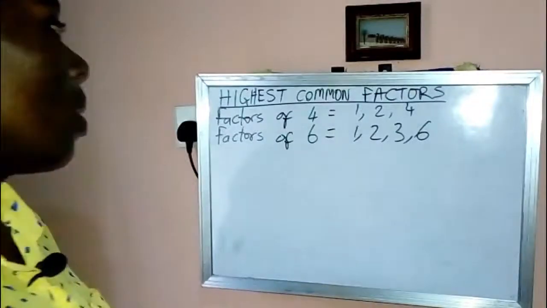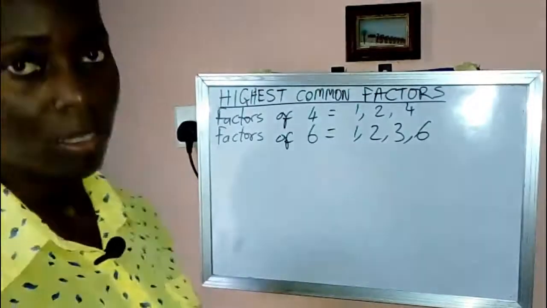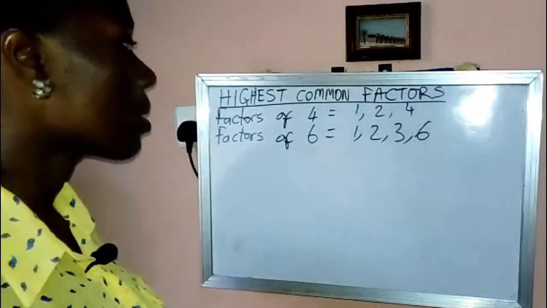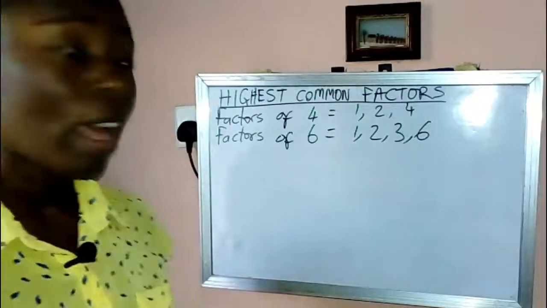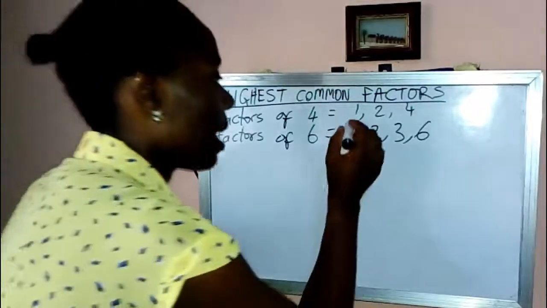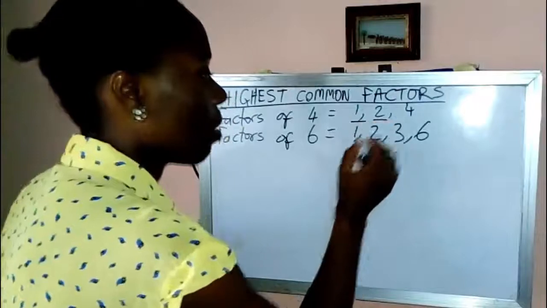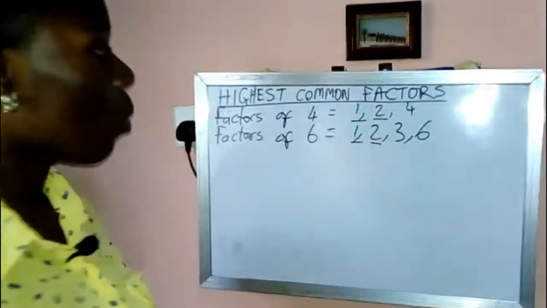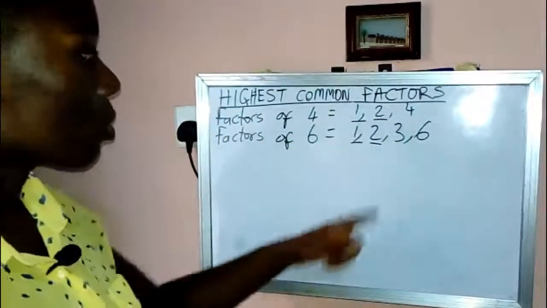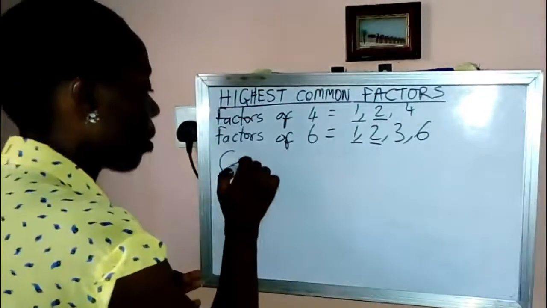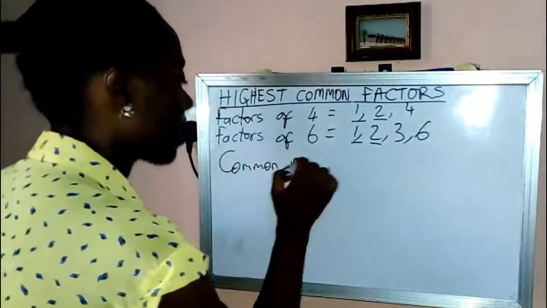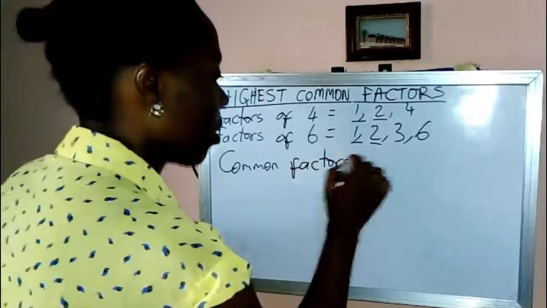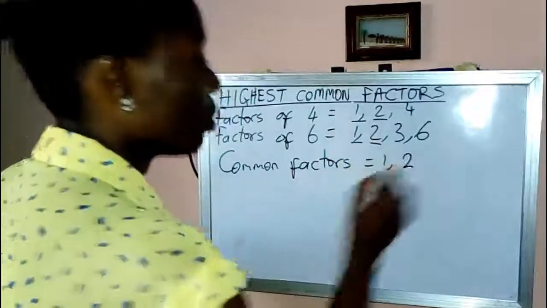Now what are the common factors? That is, the factors that are in 4 and are also in 6. Let's underline them. Our common factors are these. 1 is common here, and 2 is also common here. I think I'll write it down. Common factors here are 1 and 2.